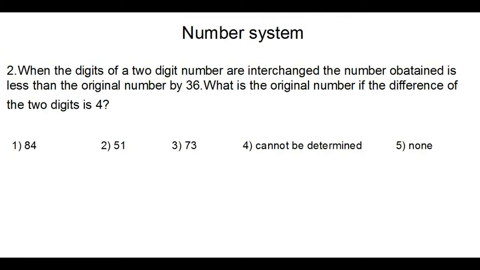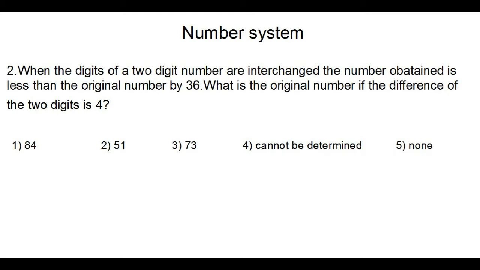The question here is, when the digits of a 2-digit number are interchanged, the number obtained is less than the original number by 36. What is the original number if the difference between the 2 digits is 4? So as you can see, this example here is quite similar to that we have discussed in example 1. And we know that the best way to solve these questions would be to go by options rather than writing all the steps. So let us try to understand what are the 2 conditions given and check which of these options satisfies both the conditions.